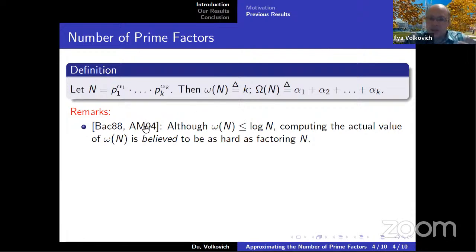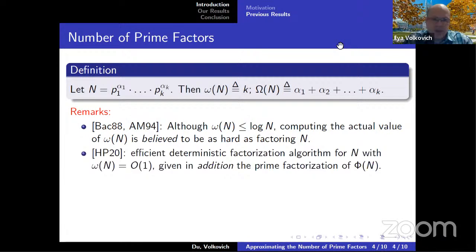So there are surveys by Bach, Adelman, and Macaulay who essentially claim that this is believed to be as hard as factoring n, because we don't know any other way to do it, and probably the only way to do it is by factoring. Again, this is all conjecture because we don't have any certainty here.